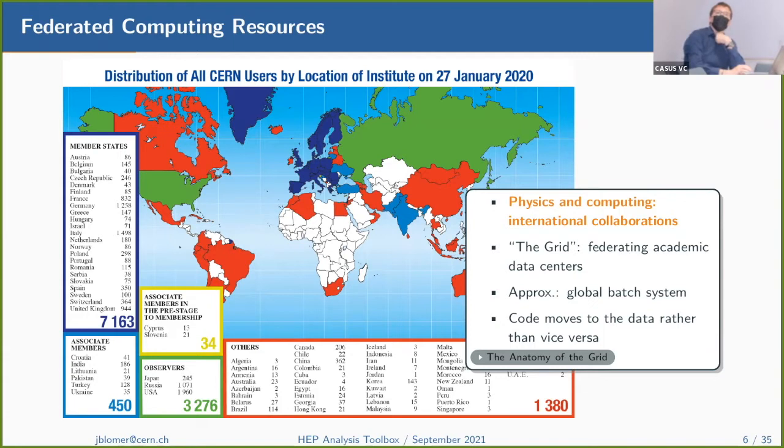If you're interested in the academic background, I think the first seminal paper was The Anatomy of the Grid, and then there's a whole research trail based on that.